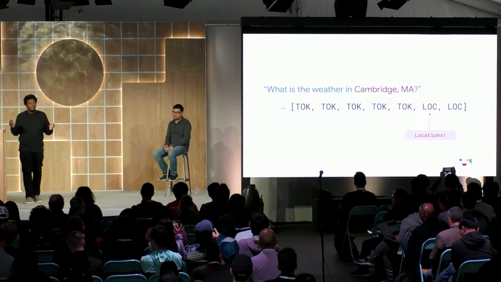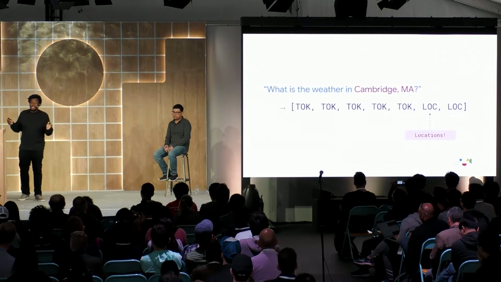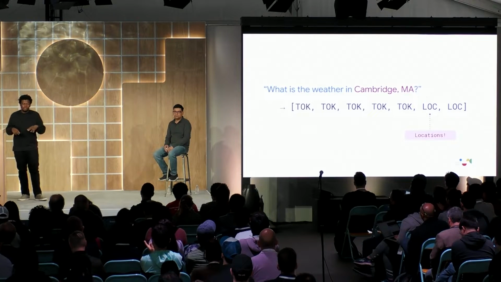So we can reformulate our problem a bit to this. Given a sentence, we want to tag each word in the sentence with a tag, like TOK for generic token, or LOC for location. We could have other tag types, but for now, we're just going to focus on these two and the weather queries.